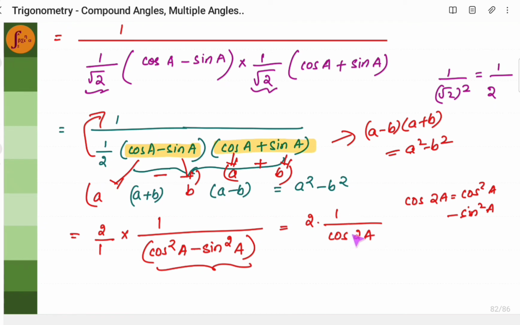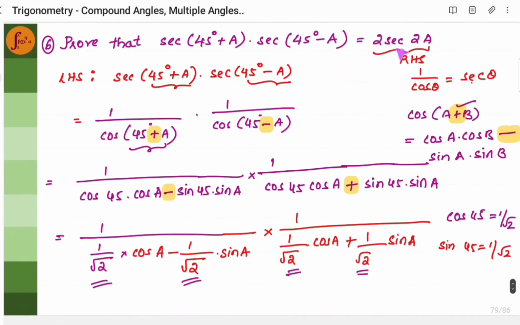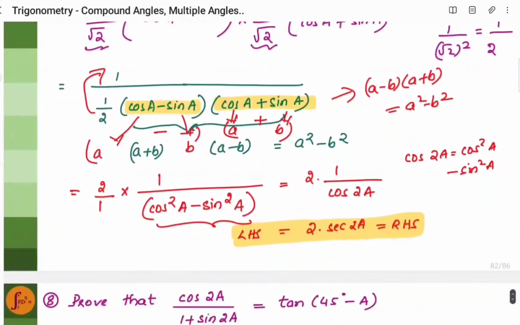What is 1 by cos? 1 by cos is secant. So it will be 2 into secant 2a. This is equal to RHS. So we have proven this particular expression. We've got the RHS, which is 2 secant 2a.